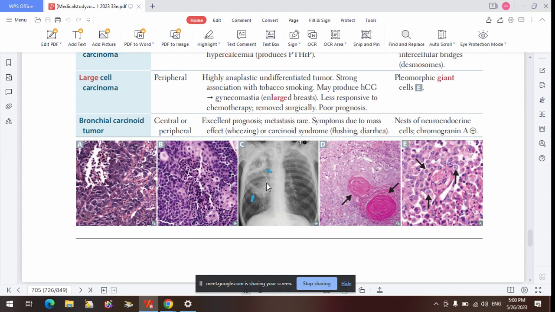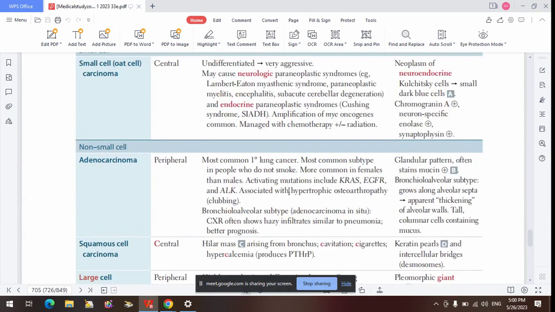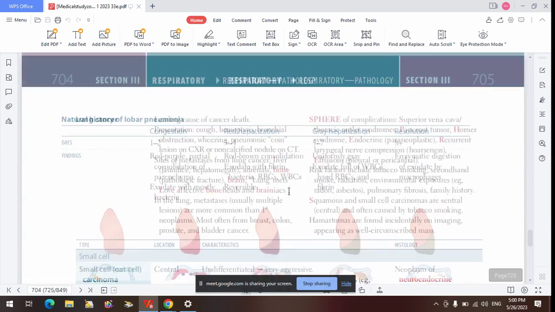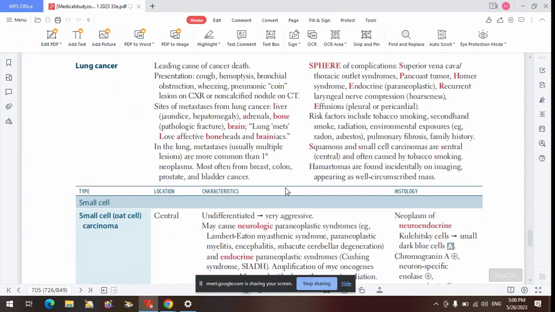A peripheral tumor will be located outside here, just close to the chest wall. Can you guys appreciate my cursor where I'm showing? Can you see it? Yes. All right, so that's where it is. Both the squamous and the small cell share tobacco smoking as a risk factor, and they are both central in terms of their location.